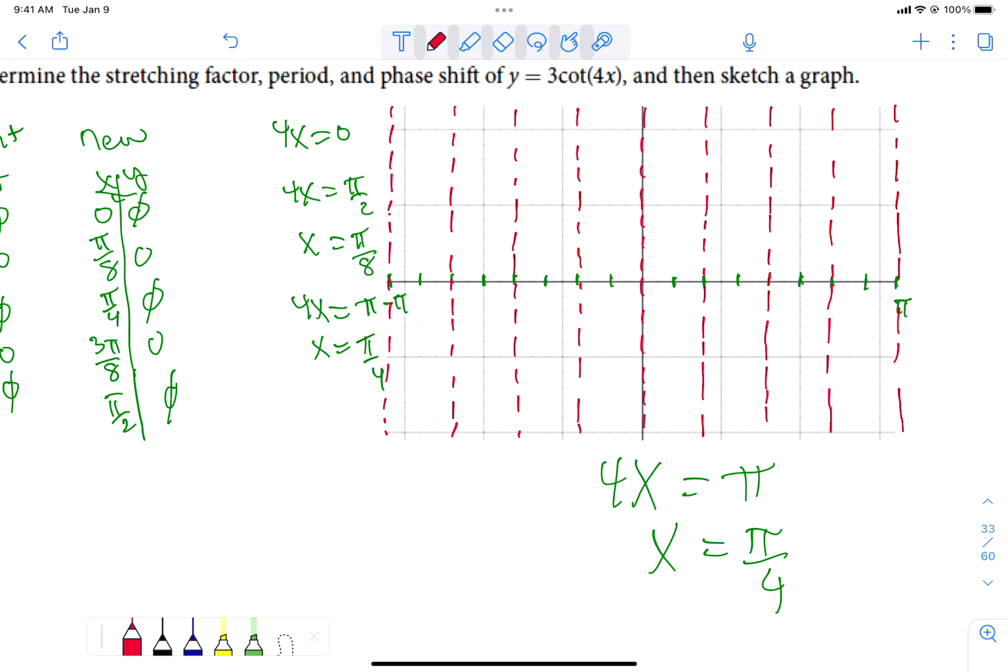Now let's put our zeros on. There's a 0 halfway in between. Now, normally, a cotangent would go up 1 to the left and down 1 to the right. But now what the 3 does is it makes it go up 3, down 3. So let's make this go 1, 2, 3, and then we'll go down 1, 2, negative 3. So now, on the left side, you're going to go up 3. On the right side, you're going to go down 3, exactly halfway in between.